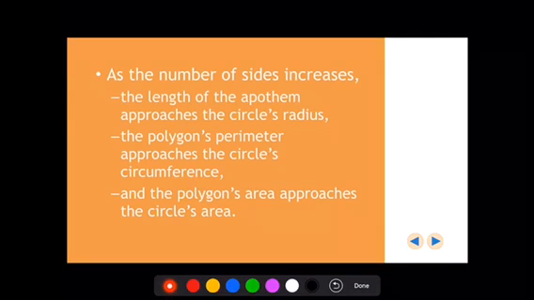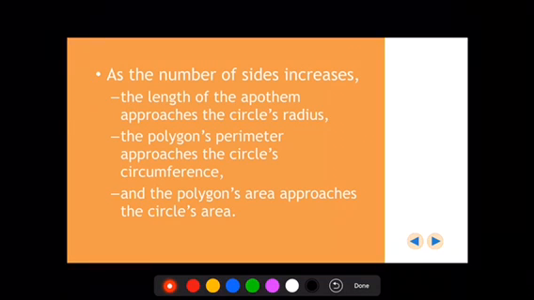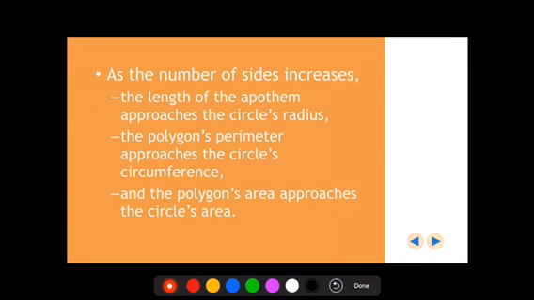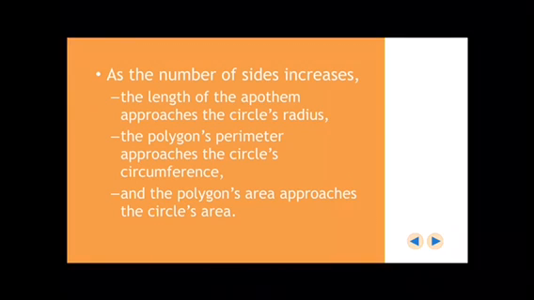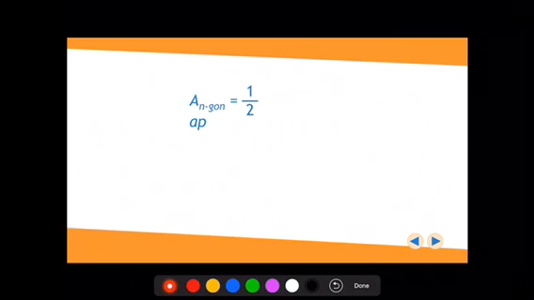Same idea, as you get more sides to the polygon, the perimeter is going to get closer and closer to measuring the same as the circumference of the circle. And then the area of a polygon approaches the area of a circle. So in all those pictures on the previous slide, if you keep getting more sides to each polygon, you're eventually going to make a circle. That's the idea of what it's expressing.